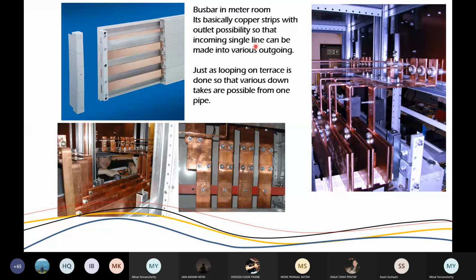Coming back to this, bus bar in meter room is basically copper strips with an outlet possibility. So this is where the main wires are cut up, and then yahan pe it's, I think, incomplete. There will be those outlets as well. Just as looping on terrace is done, so that various downtakes are possible from one pipe. That's how I've done this analogy. Any questions on bus bar?